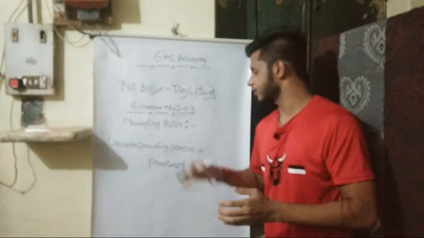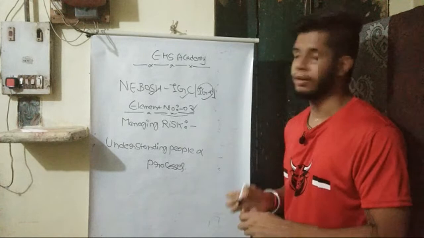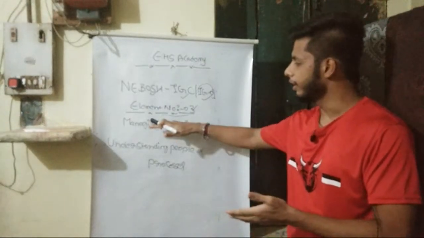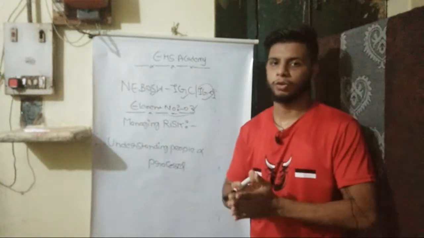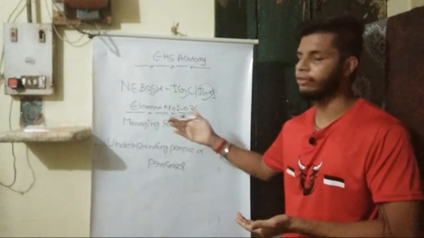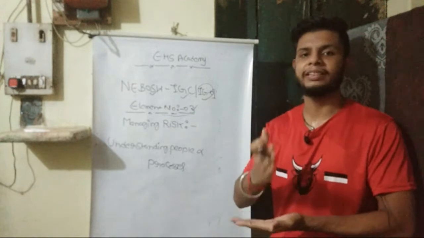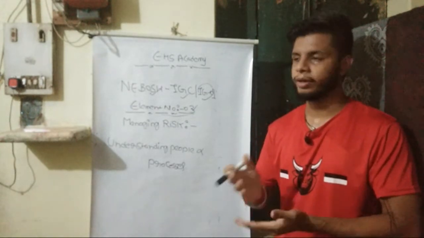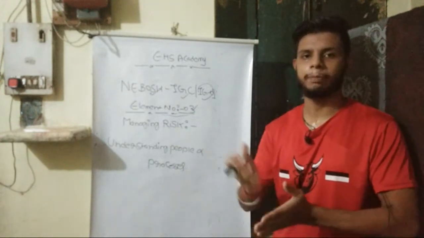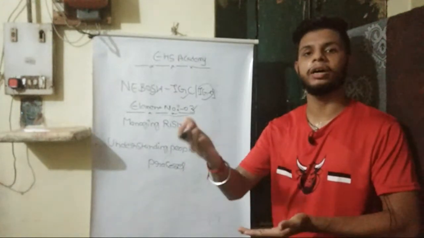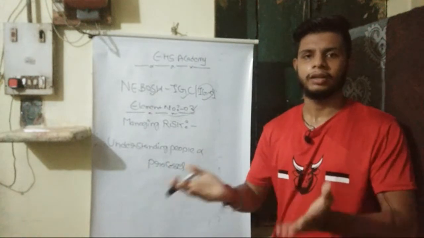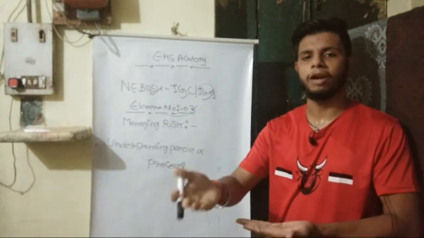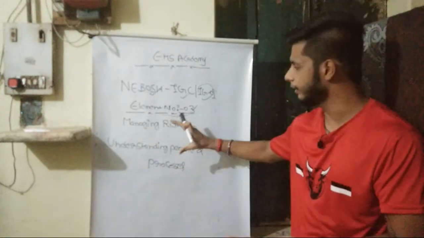So guys, element number 3 will start today. Its name is Managing Risk, Understanding People and Processes. First let me give you a brief introduction. It is one of the lengthiest elements in IG1. When I looked at it, some parts of this element have been taken from IGC2: some hazards, risk perception, types of hazards. So some part from IGC2 they have taken into that element.